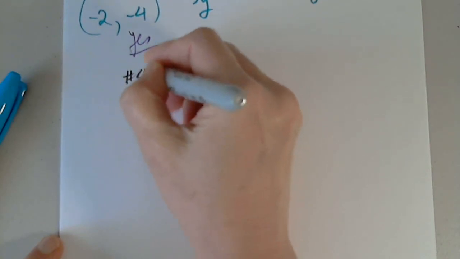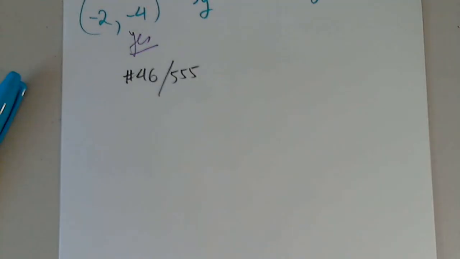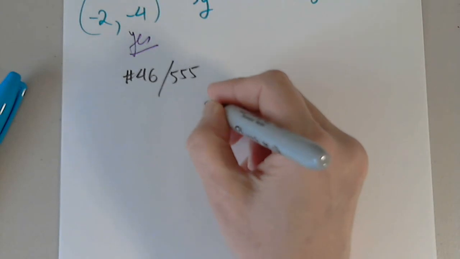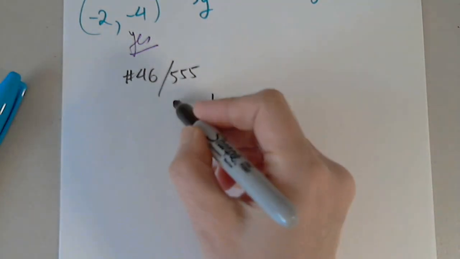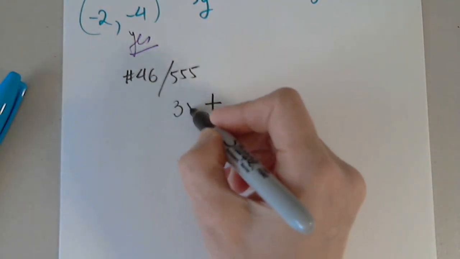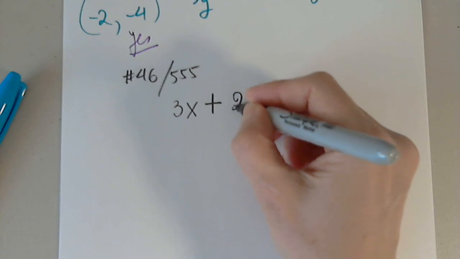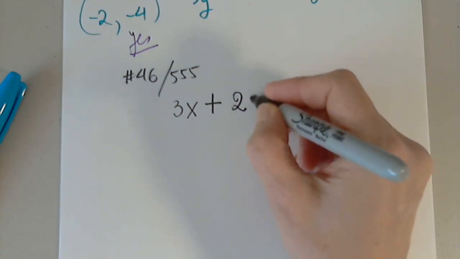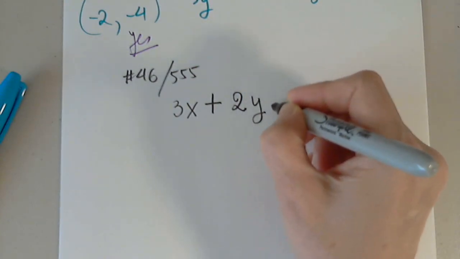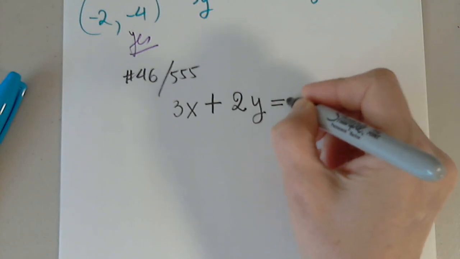It's a word problem. Good, let's read it. The sum of 3 times the first number and twice a second number is 8.